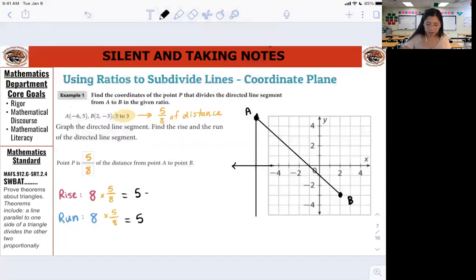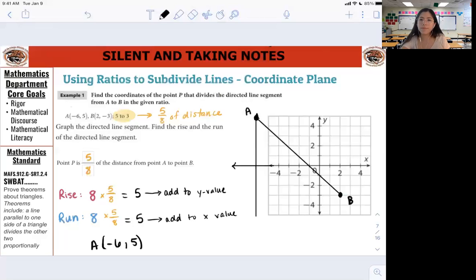What am I adding for the rise? I know they're the same number, but for the rise, what do we add this to? Do I add it to the x value or to the y value? Good. So the rise gets added to the y value, the run gets added to the x value. So A was at -6, 5.